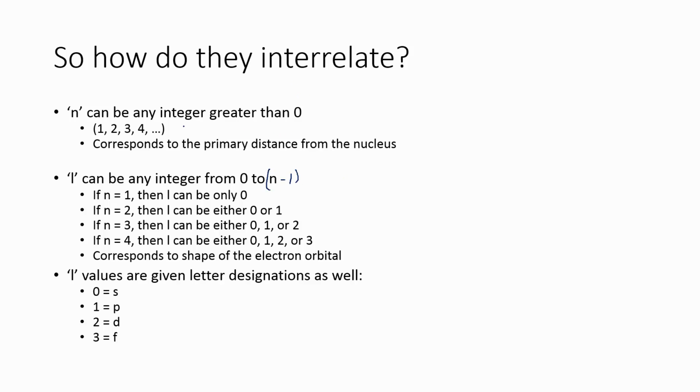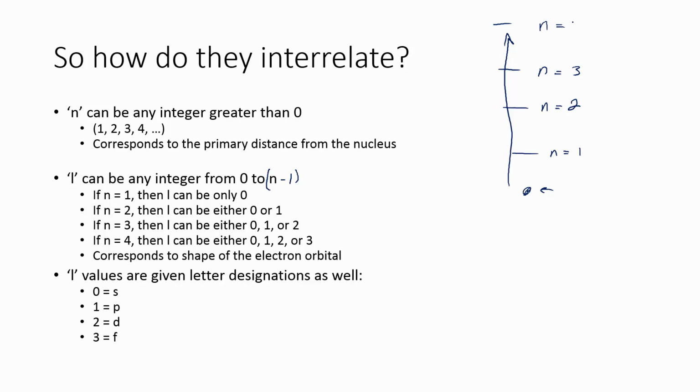Now, alright, so l actually should be n minus 1 here, a little correction on the slide. But in any case, n, the principal quantum number, can be any integer greater than 0. So we're talking about 1, 2, 3, 4, etc. And this really corresponds to the primary distance, how far away from the nucleus the electron will be found. And as you make larger and larger values of the principal quantum number, we're getting farther and farther away from the nucleus.